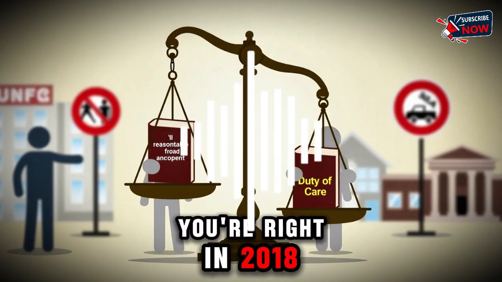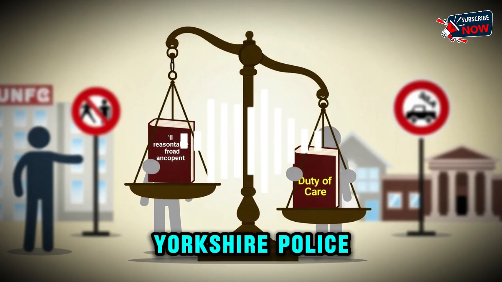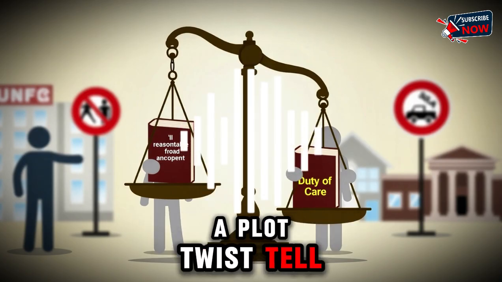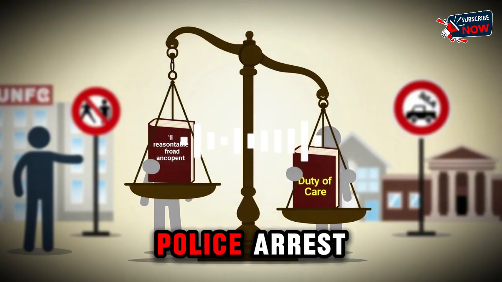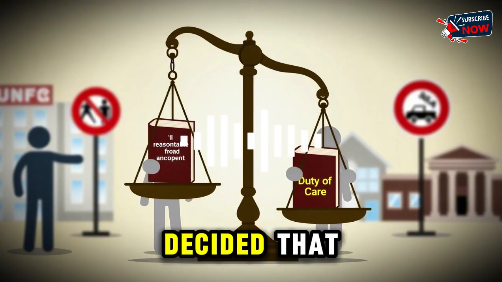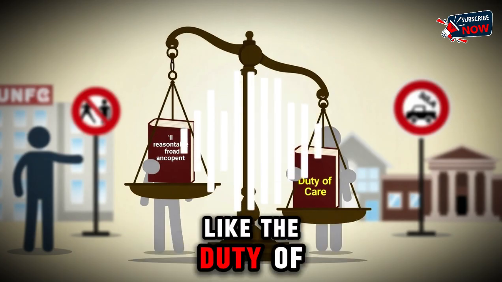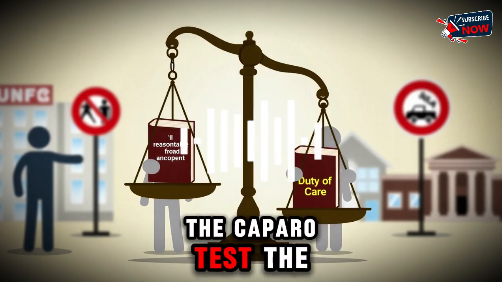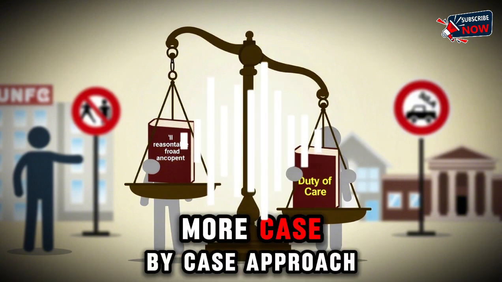You're right. In 2018, the Supreme Court case Robinson v. Chief Constable of West Yorkshire Police kind of signaled a shift. Ooh, a plot twist. Tell me more. Well, this case involved an elderly woman who was injured during a police arrest. And the court decided that when established principles of negligence already apply, like the duty of care owed by police during an arrest, the Caparo test, the rigid test, might not always be necessary. So they emphasized a more case-by-case approach.